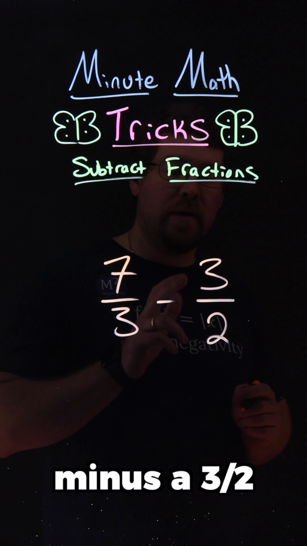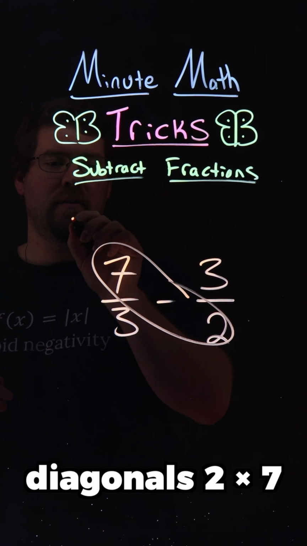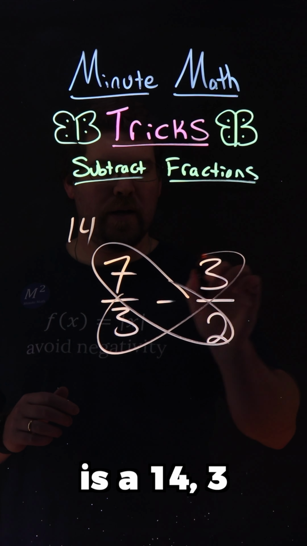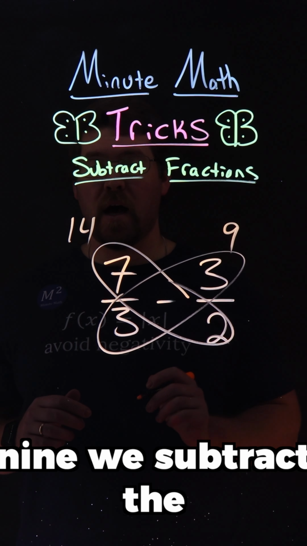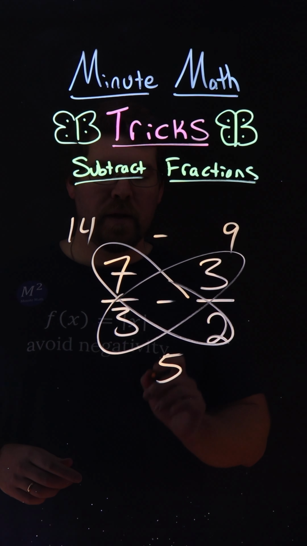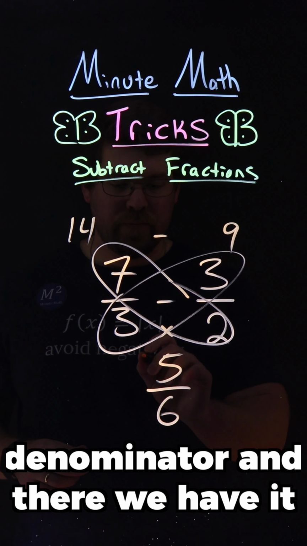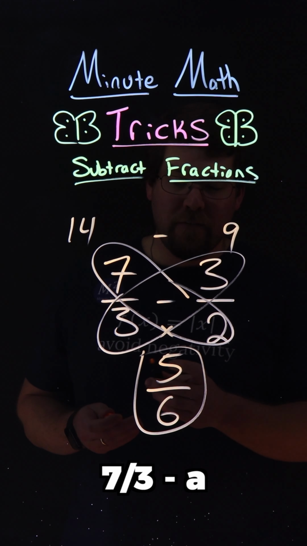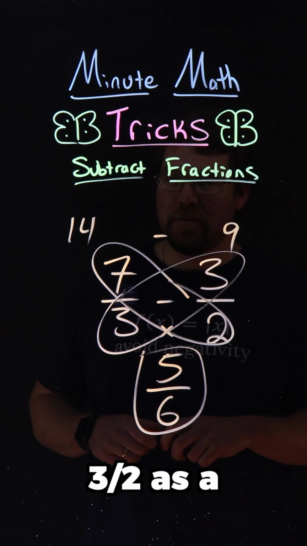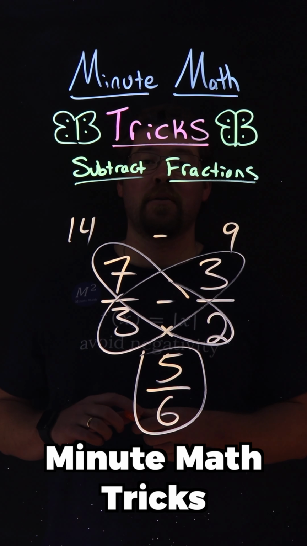7/3 minus a 3/2. Diagonals. 2 times a 7 is a 14. 3 times a 3 is a 9. We subtract the 2 and we get a 5. 3 times 2 is a 6. Put that in the denominator, and there we have it. 7/3 minus a 3/2 is a 5/6. Now you know some minute math tricks.